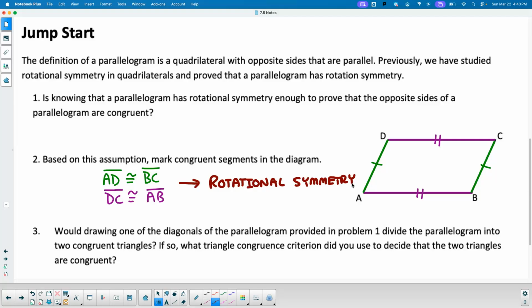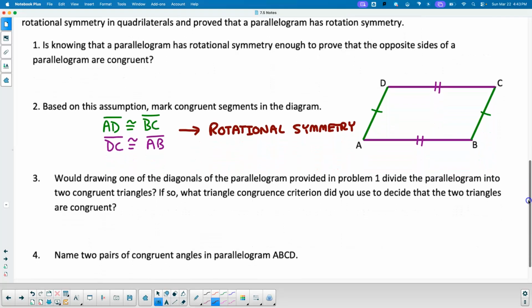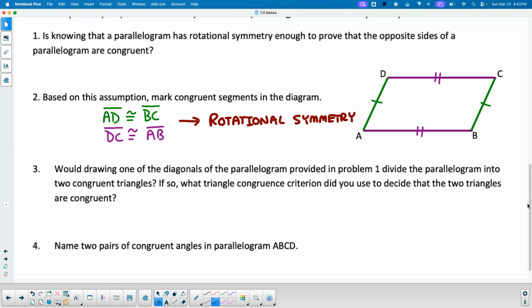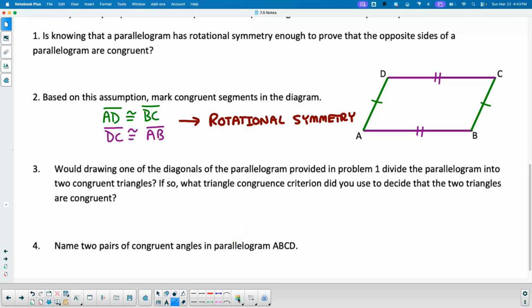Question number 3 says, would drawing one of the diagonals of the parallelogram provided in problem number 1 divide the parallelogram into 2 congruent triangles? If so, what triangle congruence criterion did you use to decide that the 2 triangles are congruent? Well, let me put one of the diagonals in there. We'll put it in as red. We'll go A to C.